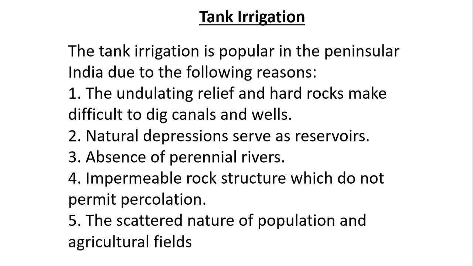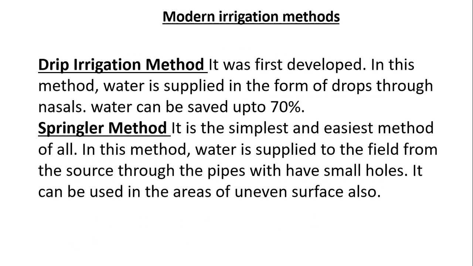And next, modern irrigation methods we find nowadays: drip irrigation, sprinkler, rain gun, and center pivot irrigation, all different types we can find. And in drip irrigation, drop by drop we find water has been supplied to the crops, and water can be saved up to 70%, it's been said.